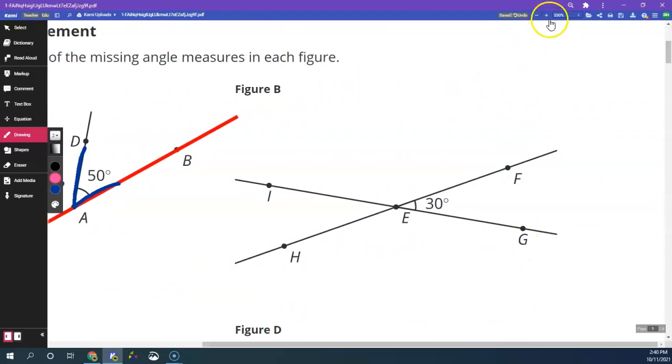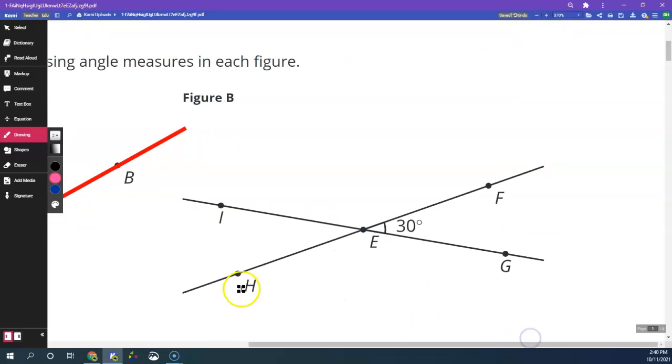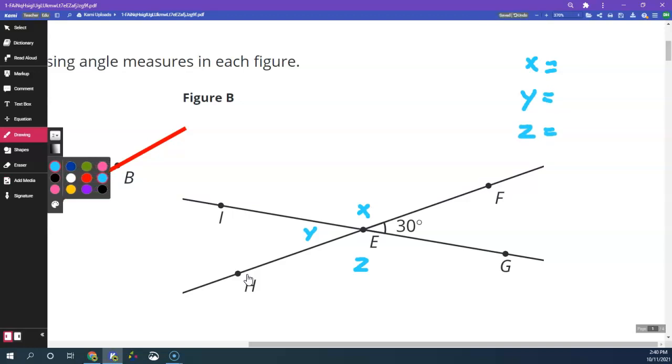So let's take a look at figure B. What are all the missing angles here? I can label them X, Y, and Z. What are all those missing angles, and why are they what we say they are? Let's have a reason behind it. I'll give you a chance to take a look at it. Don't overthink it.